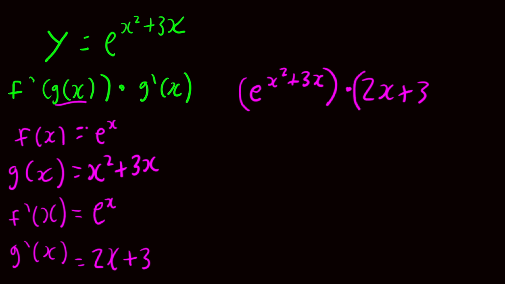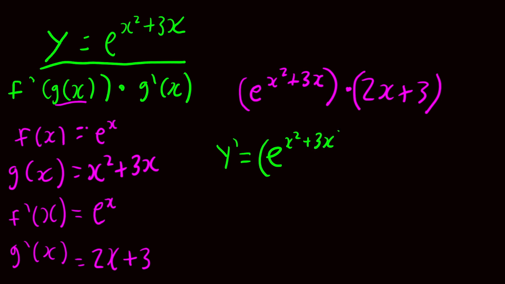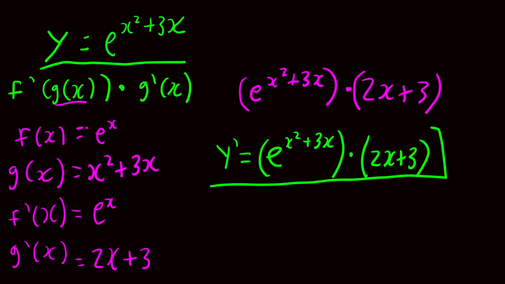Oh, wait. Parentheses. Always put parentheses. So this is our answer, right? So let me just write this better. y prime, the derivative of this function up here, is e to the x squared plus 3x times 2x plus 3. Make sure you put parentheses. I didn't put parentheses up there. It would have been wrong, right? Because of PEMDAS. So here we go. That's our answer. This is the derivative of that function up there.